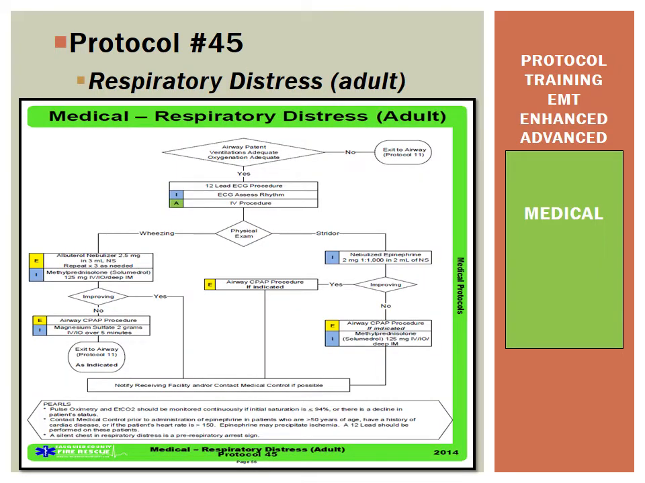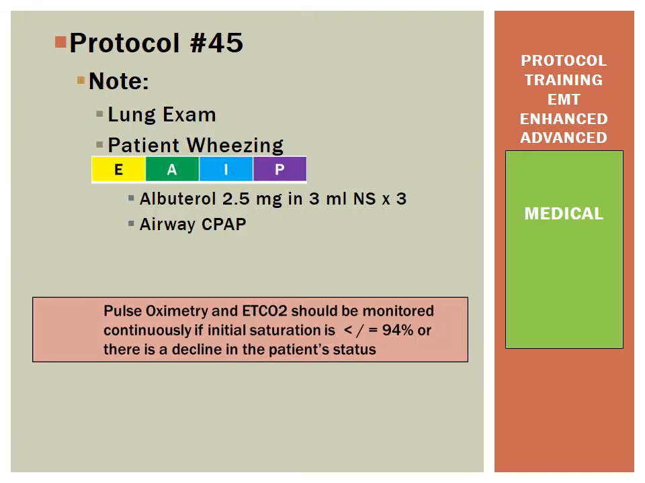Okay, Protocol 45, your respiratory distress adult protocol. This is broken down between whether or not the patient is wheezing or the patient has stridor upon your physical exam. All right, for our patients who have wheezing, all provider levels will be administering albuterol 2.5 milligrams in 3 mLs of normal saline times 3 as needed, as well as airway CPAP, continuous positive airway pressure. Pulse oximetry and end-tidal CO2 should be monitored continuously if the initial saturation is less than or equal to 94%, or there's a decline in the patient's status.